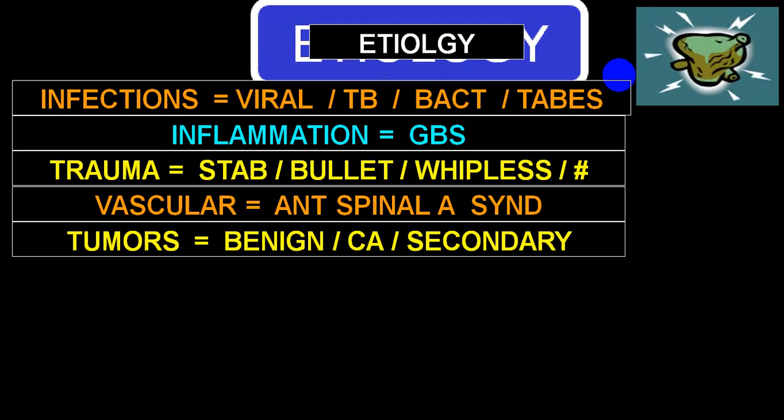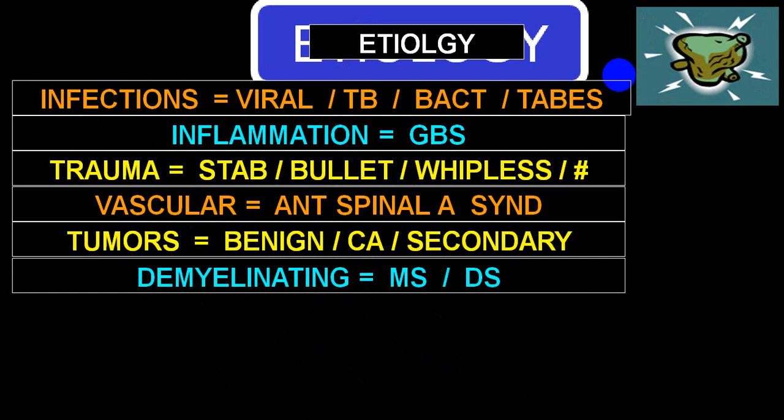Among tumor, it can be benign, it can be malignancy involving spinal cord, or there can be secondary metastasis. So benign tumor most common is neurofibroma. Among malignancy, gliomas, and secondary metastasis can be from prostate, breast, etc. Bronchogenic carcinoma, all those can have a secondary metastasis in the bone, that is vertebra.